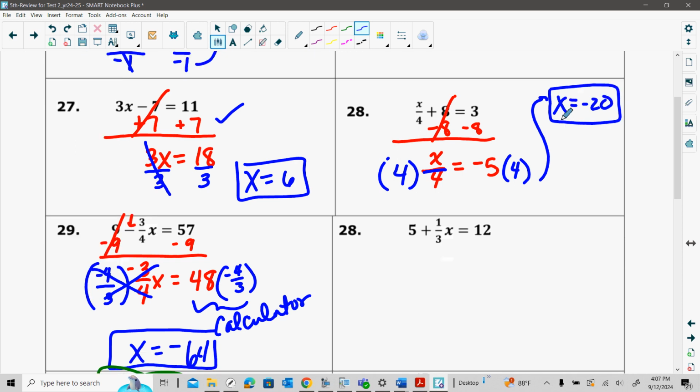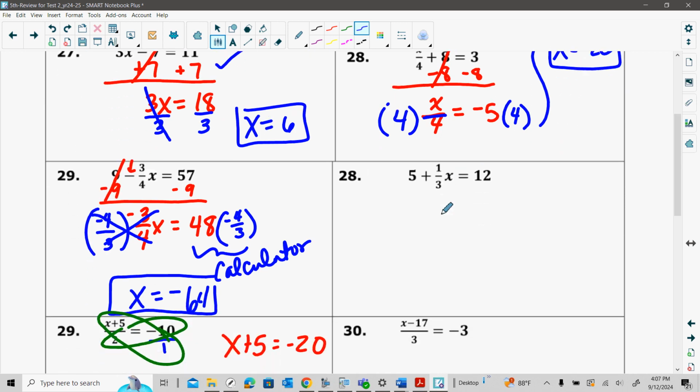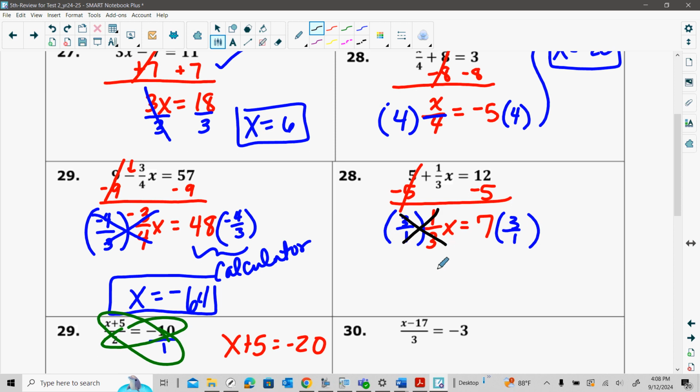Now on the second 28, this fraction here, I just wanted to recap that. Undo the constant. Which number is the constant that we need to undo? Correct, 5. To undo that, we're subtracting 5. So now I have 1/3 x equals 7. And when we have a fraction coefficient, to get rid of the fraction, we multiply both sides by the reciprocal, which is 3/1. And this will cancel the fraction here, leaving us just x.